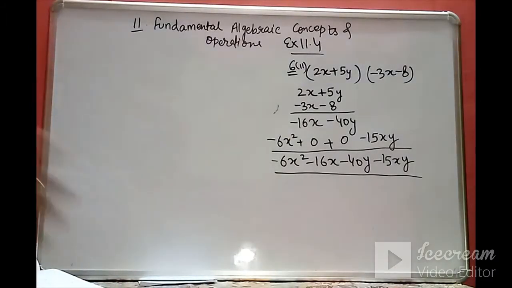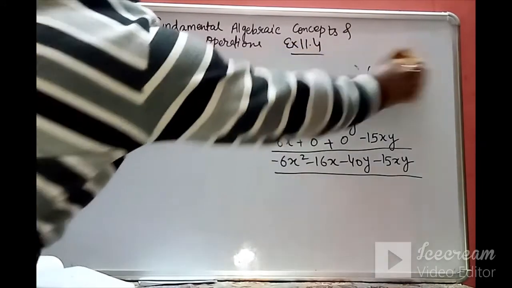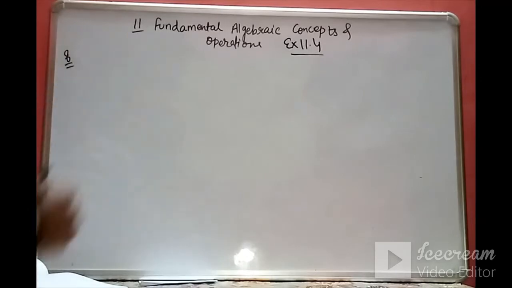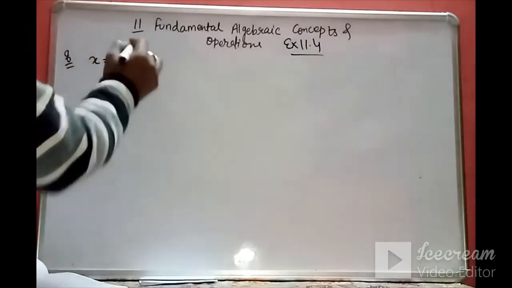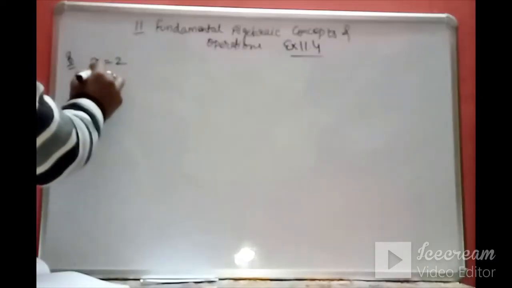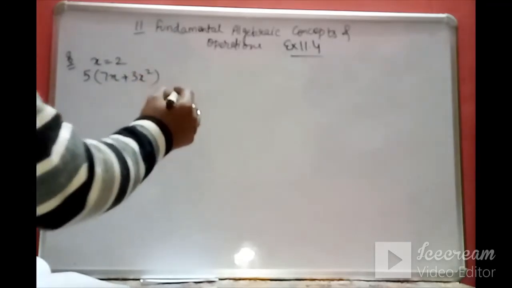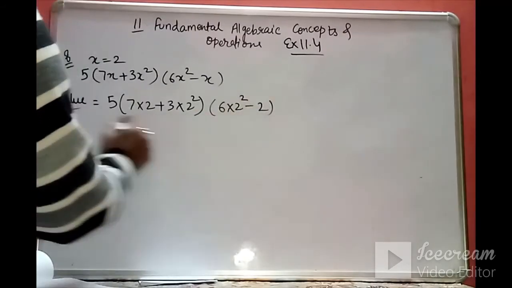Find the product and verify the result. Okay, verify the result we have just done in the previous exercise. In the same manner, we will verify the results. In question number 8, suppose when x is equal to 2, 5 into (7x plus 3x square) into (6x square minus x). So you find the value here first: 5 into (7 into 2 plus 3 into 2 square) into (6 into 2 square minus 2).